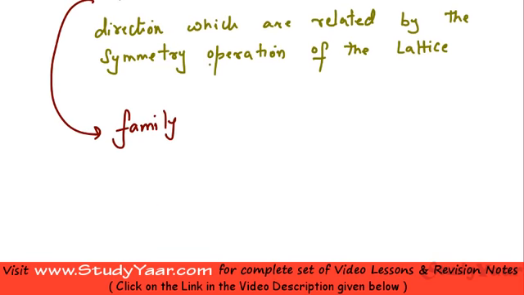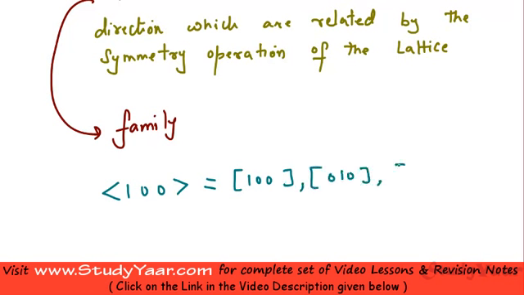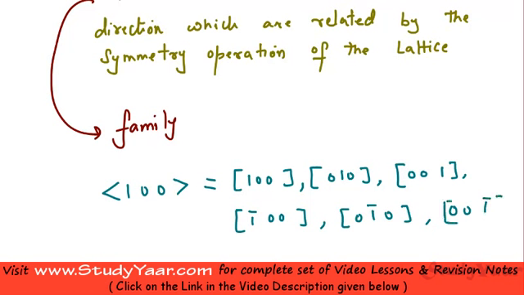So in a cubic lattice we say that <1 0 0> is a family of equivalent directions, which is your direction 1 0 0, direction 0 1 0, direction 0 0 1, direction 1 bar 0 0, 0 1 bar 0, 0 0 1 bar. We say that all of these 6 directions are equivalent, and we put them in a single family represented by <1 0 0>.